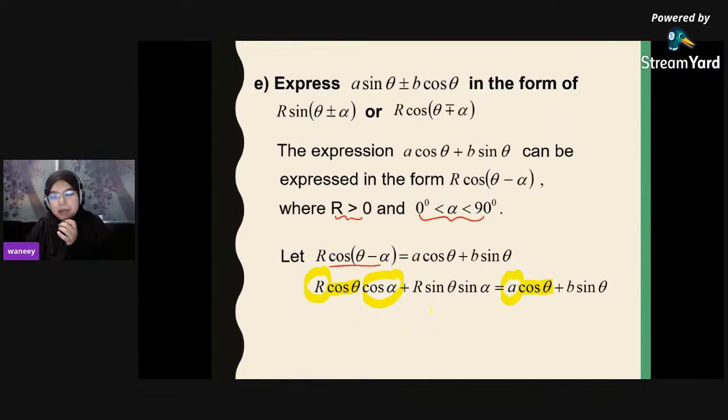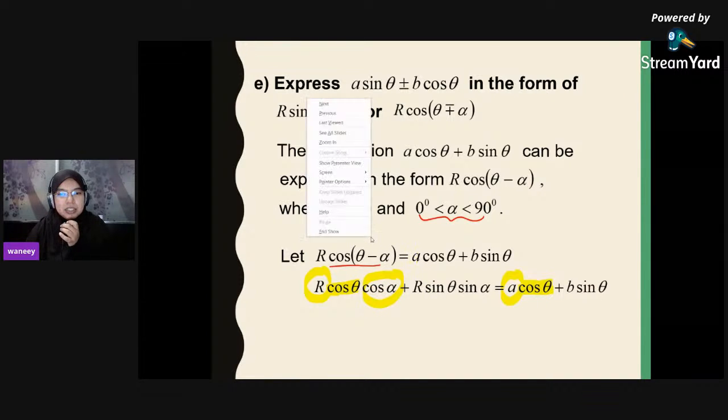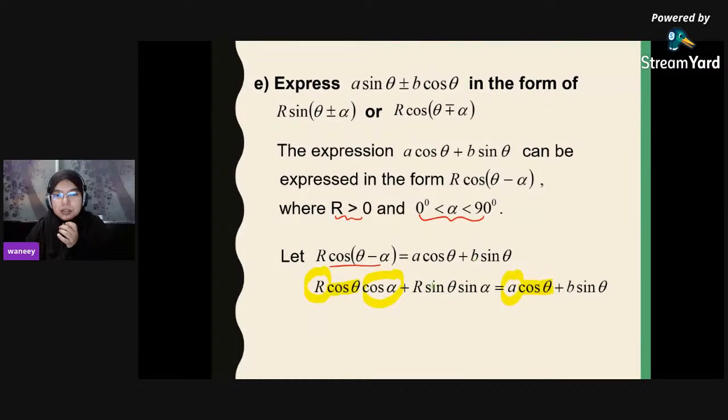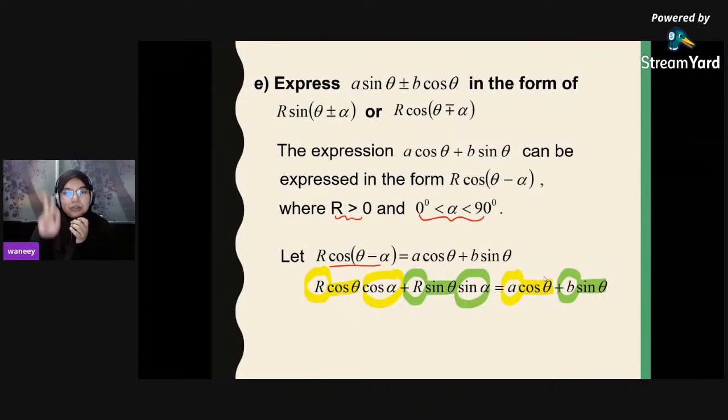And then if we compare for the sine theta, so let us change the color a little bit. In green will look a little bit nice. So sine theta over here, and this is sine theta. And again, you compare the left hand side and right hand side, compare the coefficient. So over here we have R sine alpha, and this is equal to B. Okay, so do make sure to get two equations. So for the first equation, you compare for the cos theta. So equate the coefficient of cos theta. And then comparing the coefficient for sine theta, you're going to get the second equation.